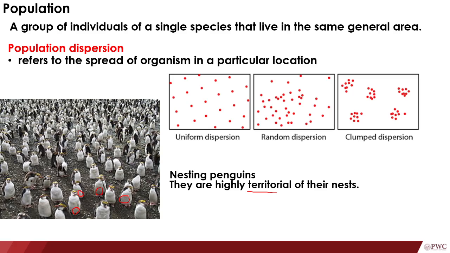In this case again, they are territorial and they have a fixed or constant distance from each other. So this one is a uniform dispersion because each of them maintains a specific distance from each other. This is an example of a uniform dispersion.